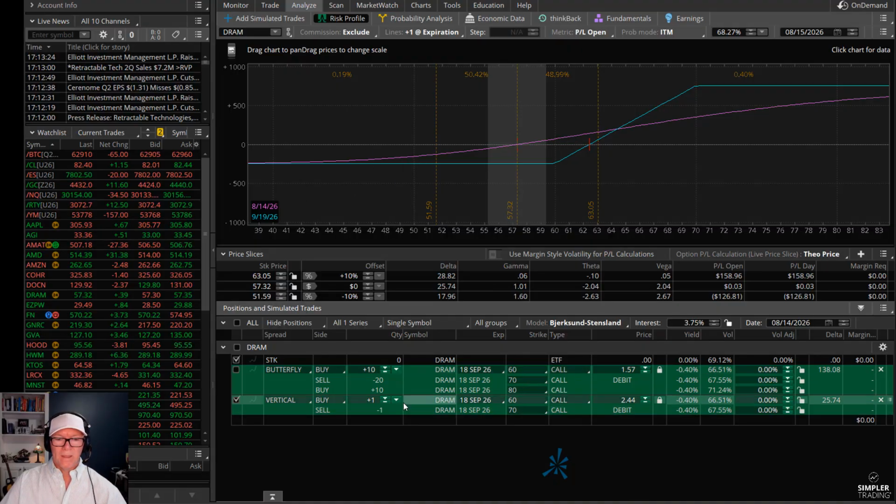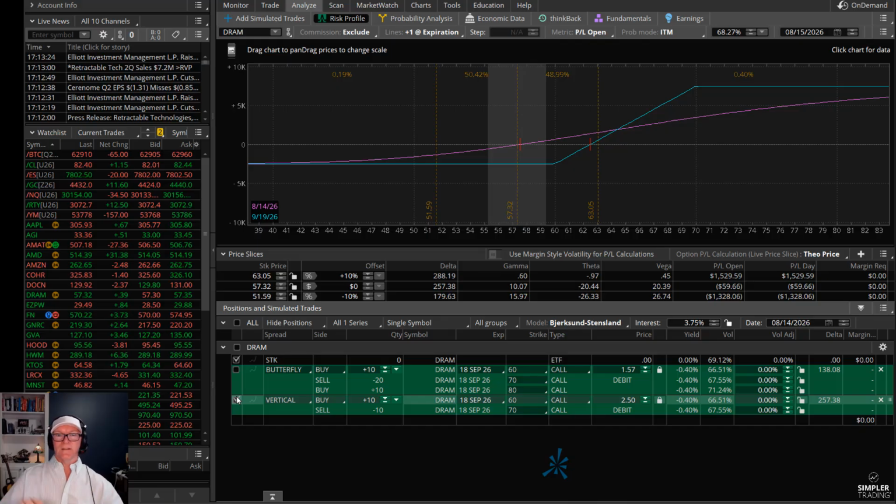So here, it populates at one contract, but let's just say 10 contracts. It's $2.04. I like round numbers. Let's say 2.50. So 10 contracts is going to cost $2,500. If it's at 70, you're going to make $7,500 on 2,500. I like that. It's pretty cool.